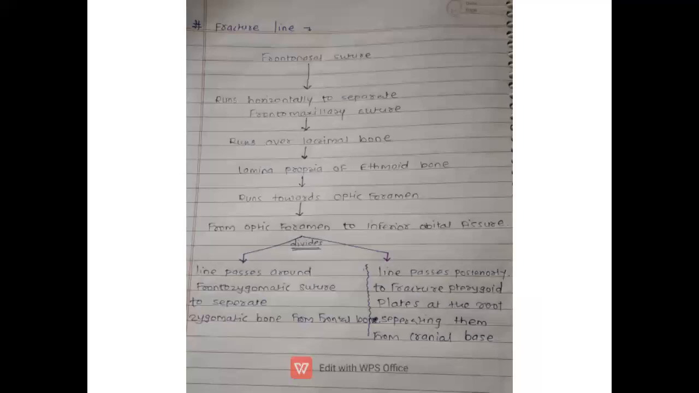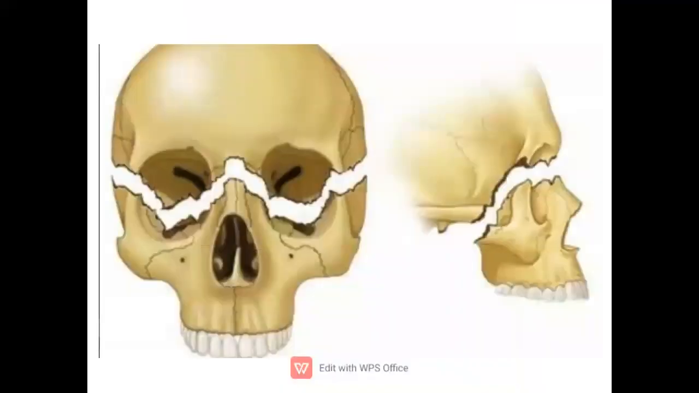divides into two lines. So one line passes around the frontozygomatic suture to separate the zygomatic bone from the frontal bone, and the other line passes posteriorly to fracture the pterygoid plates at the root, separating them from the cranial base. So in this diagram, we can see how the Le Fort 3 fracture line runs, and here we can see the whole of the maxillary bone is separated from the cranial base. So it is also known as craniofacial disjunction.